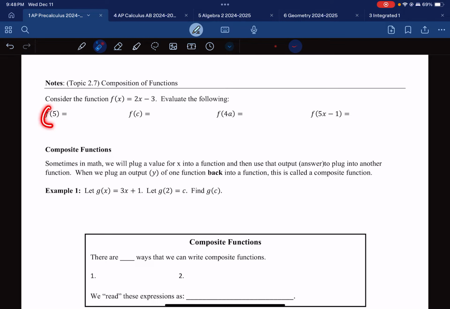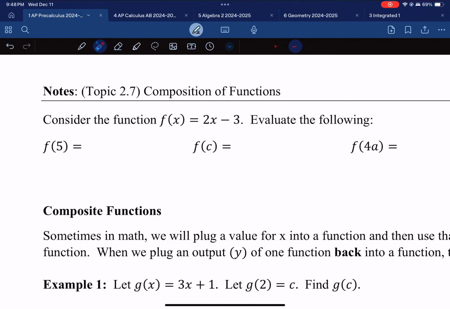So if I have f of 5, this means the x has been replaced with a 5, which means this x has also been replaced with a 5. So we are going to rewrite this as 2 not times x, but times 5. And then we're going to subtract 3. 2 times 5 is 10. 10 minus 3 is 7.